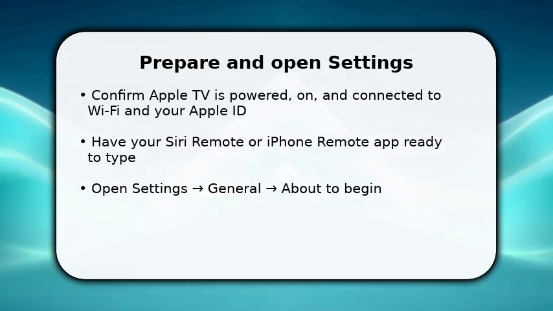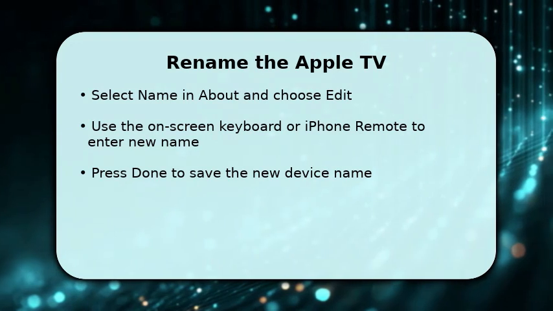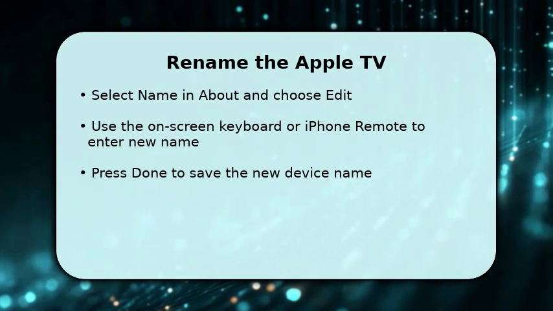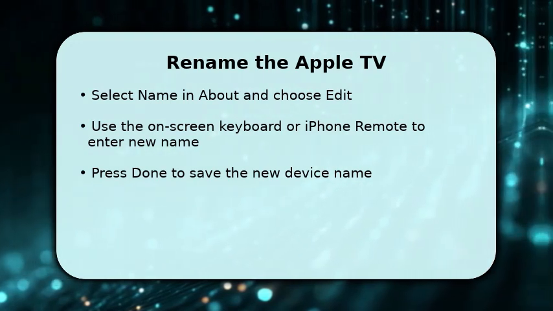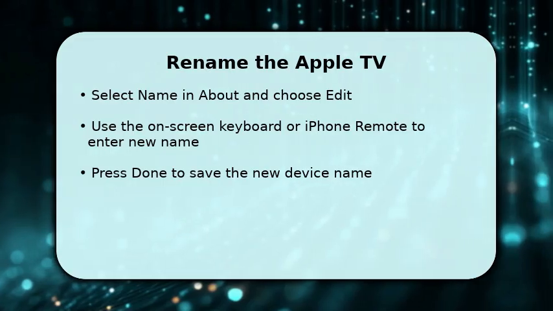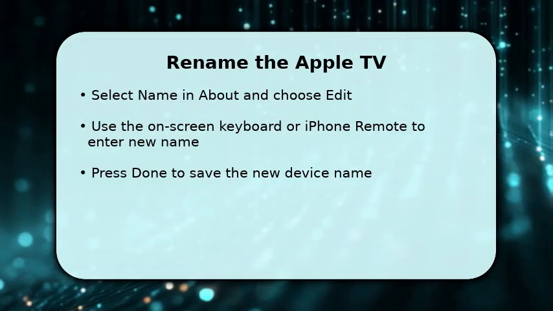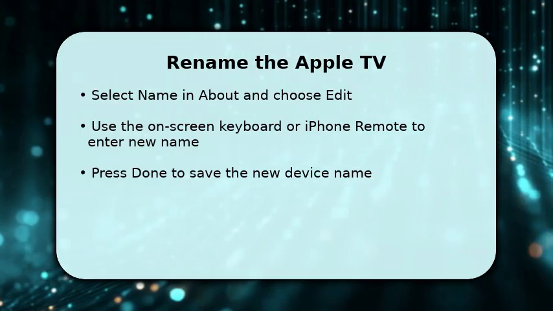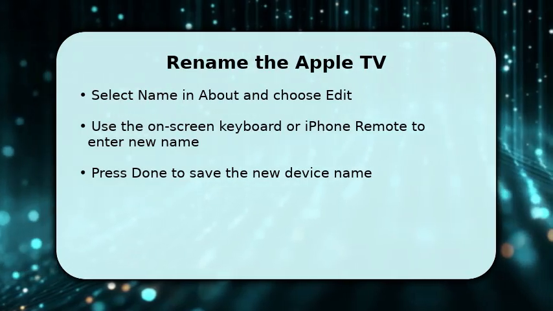This opens the keyboard for a new label. You should enter a concise, recognizable name. It helps when using AirPlay or home controls. Make sure to avoid special characters that might confuse other devices. After typing, press Done. The Apple TV will apply the change immediately.